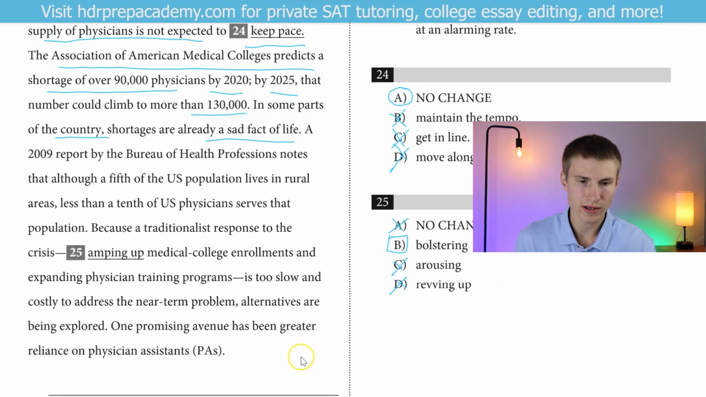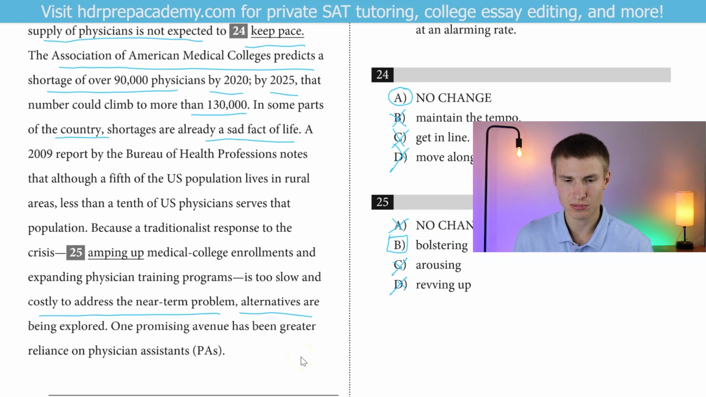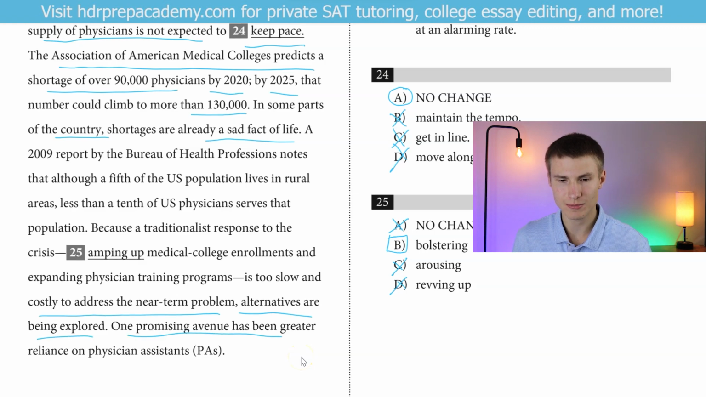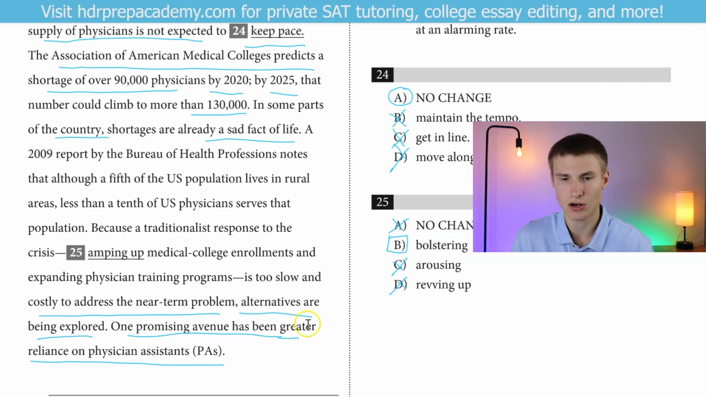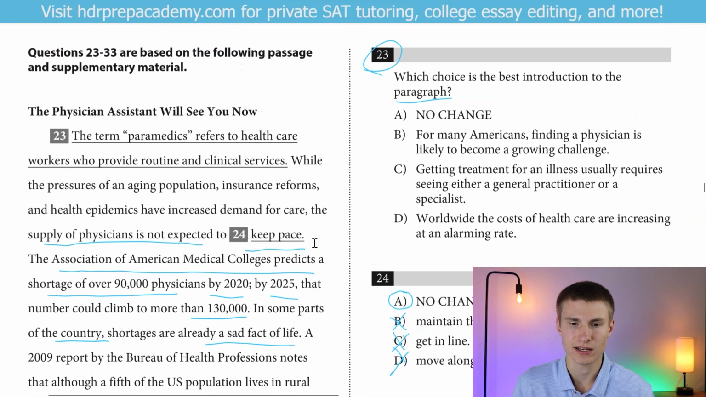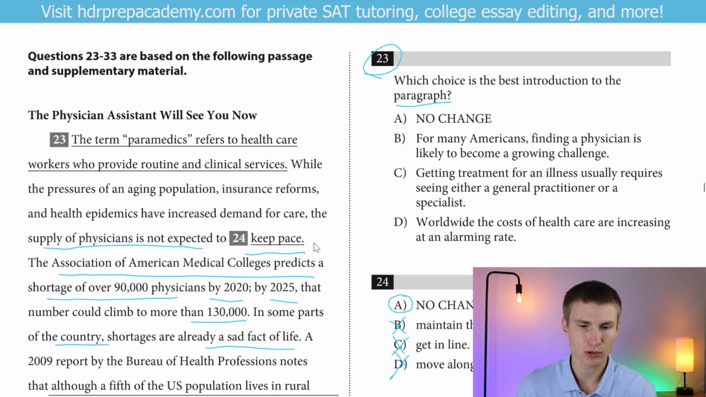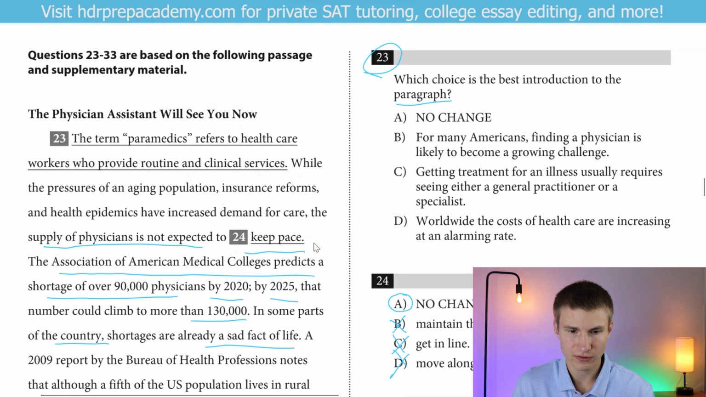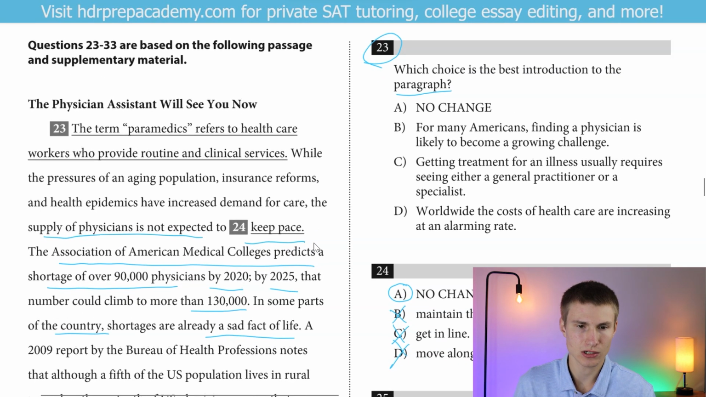All right, it's too slow and costly to address the near-term problem. Alternatives are being explored. One promising avenue has been a greater reliance on physician assistants, otherwise known as PAs. Okay, now we can go back and we can answer question 23. We see that we're talking about how we're going to have shortages with physicians, right? Seeing doctors then would become more difficult. So let's go ahead and answer number 23.